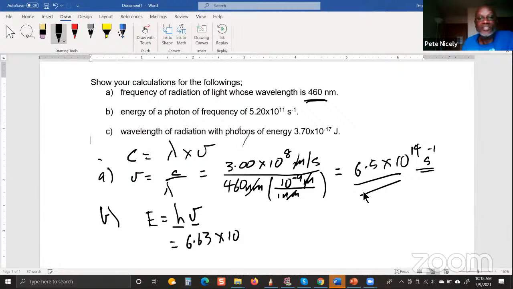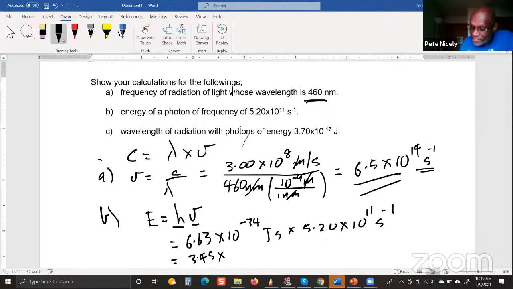6.63 times 10 to the minus 34 joule seconds times the frequency. And the frequency here is 5.20 times 10 to the 11 seconds to the minus one. Let me do this calculation: 6.63 times 10 to the minus 34 times 5.20 times 10 to the 11. According to my calculation, this works out to be 3.45 times 10 to the minus 22 joules. Of course, the seconds cancel, so the remaining unit will be joules. So that's basically how that is done, all right?